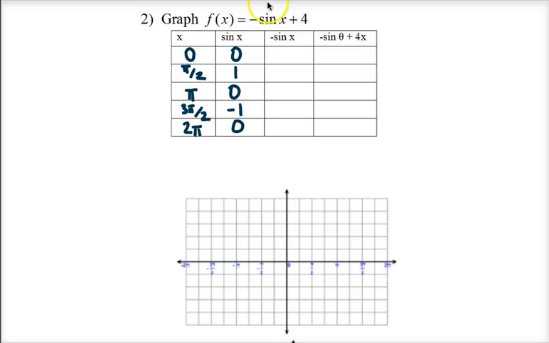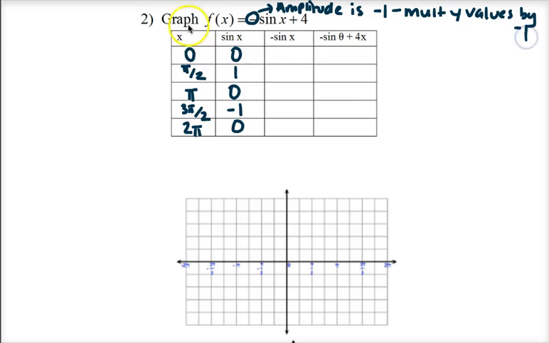Okay. Now, let's first look at the amplitude. So the amplitude is -1. So I'm going to multiply y values by -1. Here, I'm going to multiply 0 by -1. That's still 0. 1 times -1 is -1. 0 times -1 is 0. -1 times -1 is +1. 0 times -1 is 0.